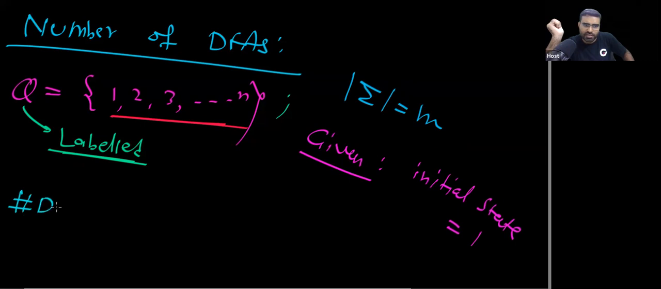What is the number of DFAs? How many DFAs can you create? See, the initial state is 1. This is the initial state. Okay, alphabet size is M. So number of DFAs, what will that be? Very simple.